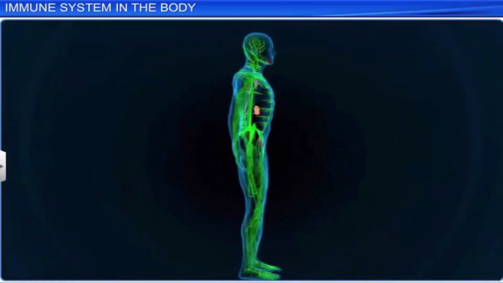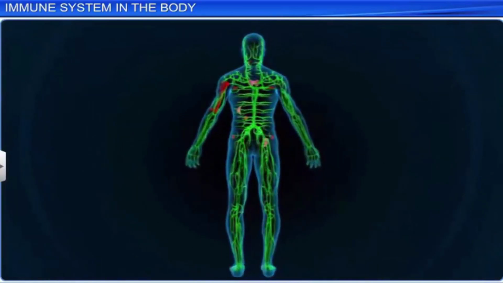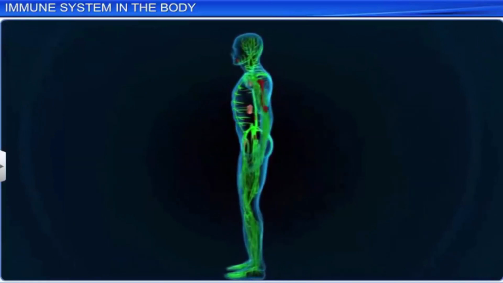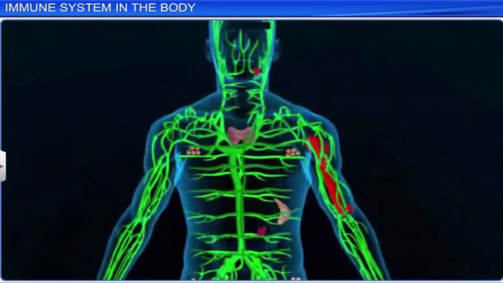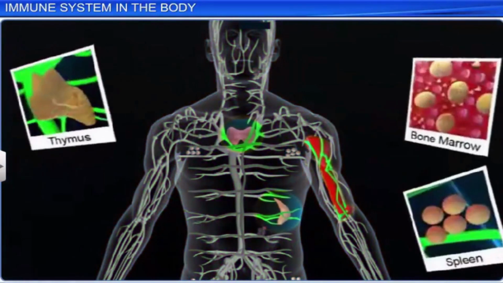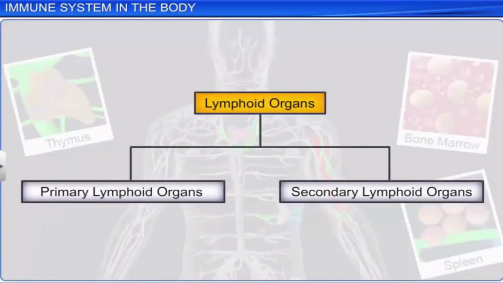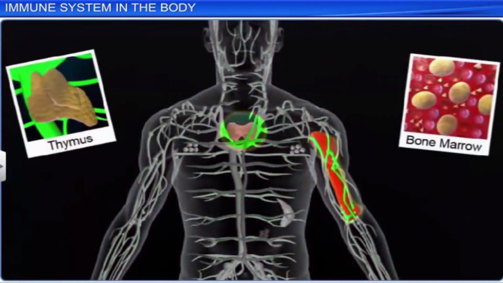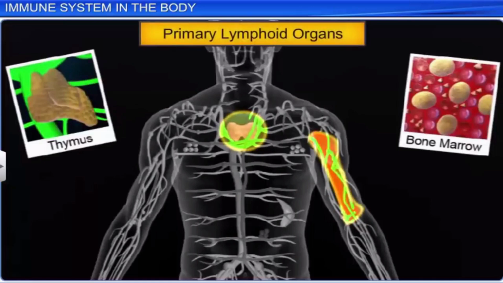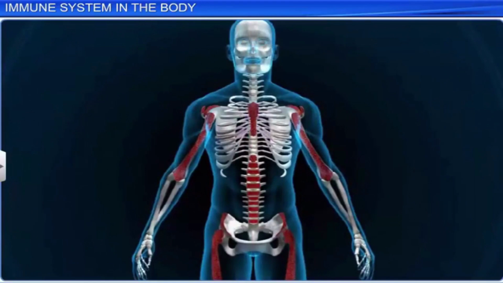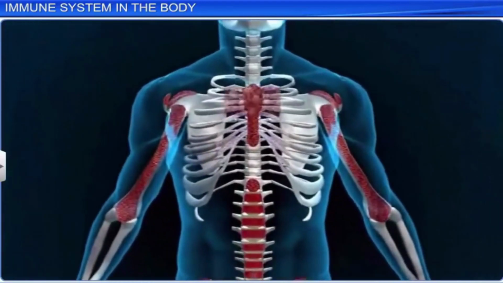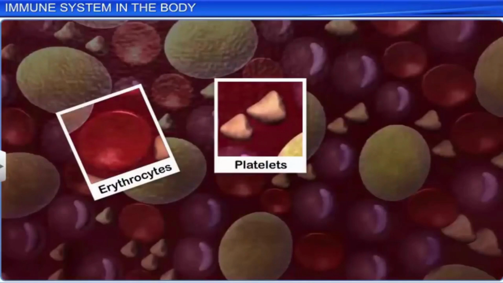The human immune system consists of lymphoid organs, lymph nodes, and lymph cells called lymphocytes. The lymphoid organs are where lymphocytes originate, mature, and proliferate. Lymphoid organs can be classified as primary lymphoid organs and secondary lymphoid organs. Bone marrow and the thymus are two primary lymphoid organs. Bone marrow is a flexible tissue found in the hollow interior of bones where all blood cells, including lymphocytes, are produced.